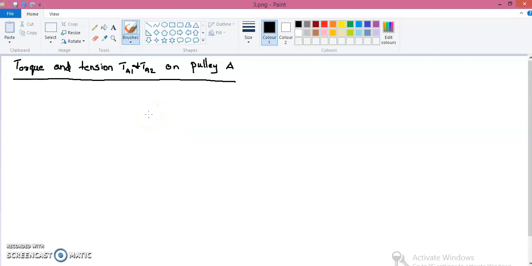So first we will see this torque and tension acting on this pulley A. Now we know this fundamental equation, that is T1 by T2 is equal to e raised to mu theta. This is a fundamental equation for finding the tension acting on a pulley. I will write it as equation number 1. So I will take this equation and write it for our pulley A. So I can write it as TA1, that is the tension acting on the tight side of the pulley A, by TA2 is equal to e raised to mu theta.